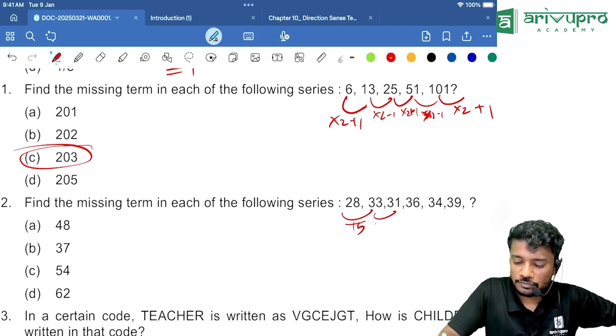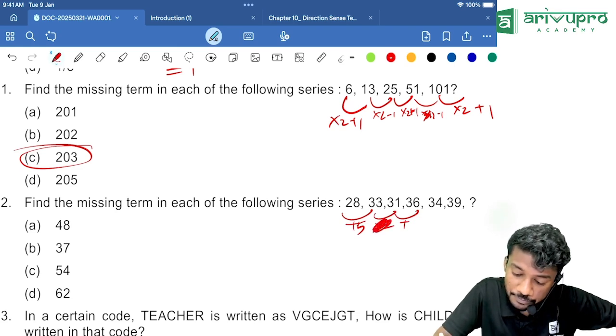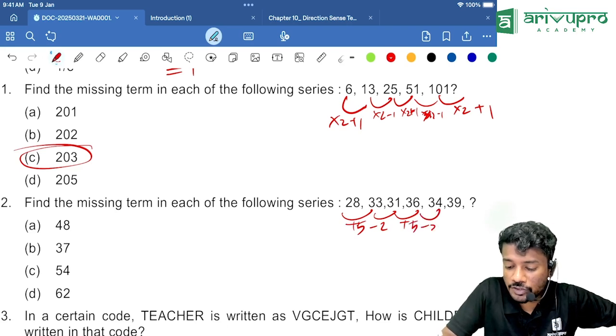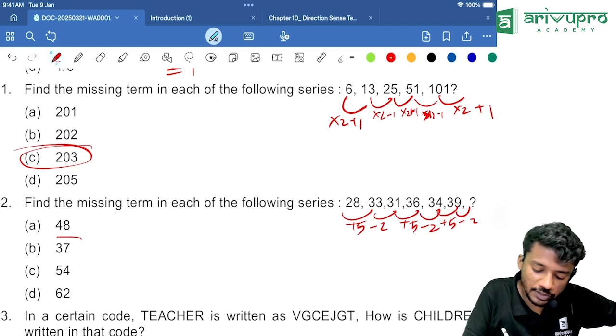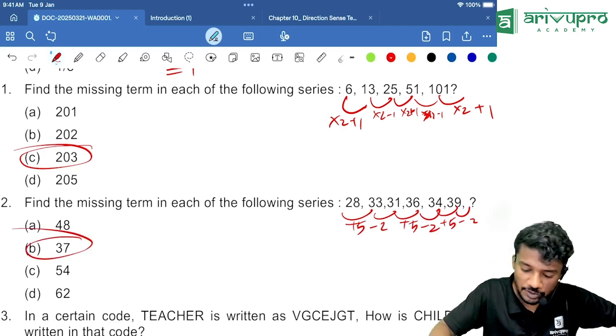Plus 5 minus 2. Plus 5 minus 2. Plus 5 minus 2. Answer is 37. Okay. Got it? Next one.